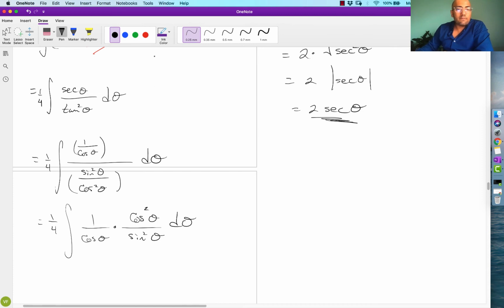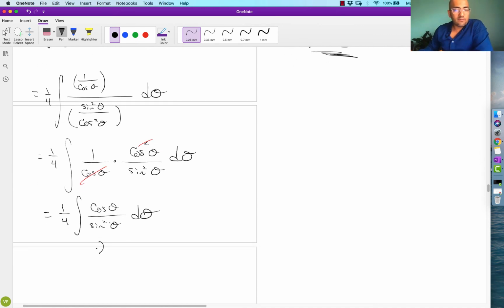d theta. And now this guy cancels with that, just one of them. And so what survives is something a little simpler, 1/4 the integral of cosine of theta all over sine squared theta d theta. Good. Okay, so now we're going to do one more substitution.